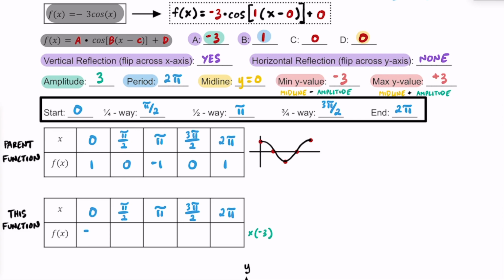1 times -3 is -3, 0 times -3 is still 0, -1 times -3 is +3, 0 times -3 is going to be 0, and 1 times -3 is -3. Now that we multiplied all those y values by -3, we're ready to graph this function. All right, here we go.